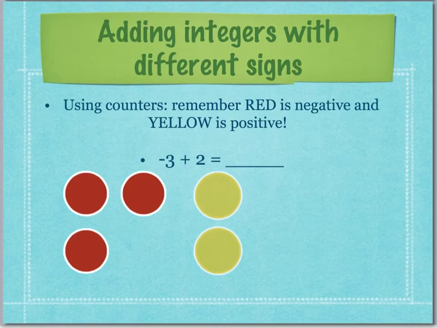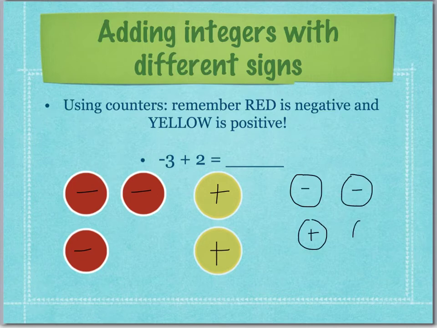Okay, so we already talked about adding integers with the same sign using counters. Now we're going to talk about adding integers with different signs using the counters. So remember that the red counters are negative and the yellow counters are positive. So for this problem, we have 3 negative counters and 2 positive counters. And the way to solve this using the counters is going to be to match a positive, which would be yellow, with a negative, which is red. The reason we're going to match them is because a positive and a negative are going to cancel each other out.